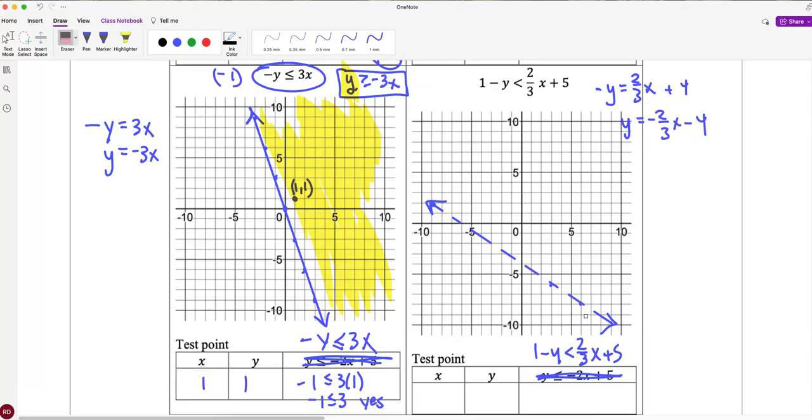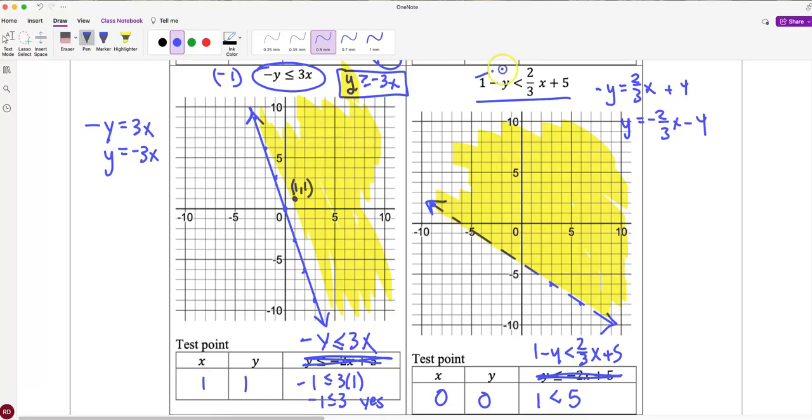And so if I pick a test point, like 0, 0, and I look at this original equation, 1 minus 0 is going to be 1 is less than 0 plus 5. That's true. So 0, 0 is a part of my solution. So even though it was less than, I'm shading above the line. I could have solved this right away.